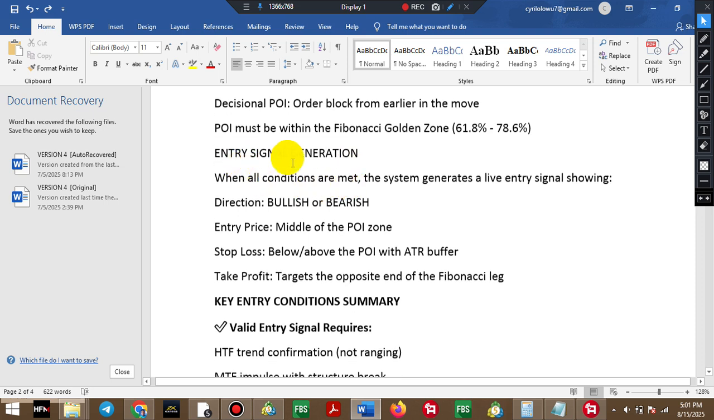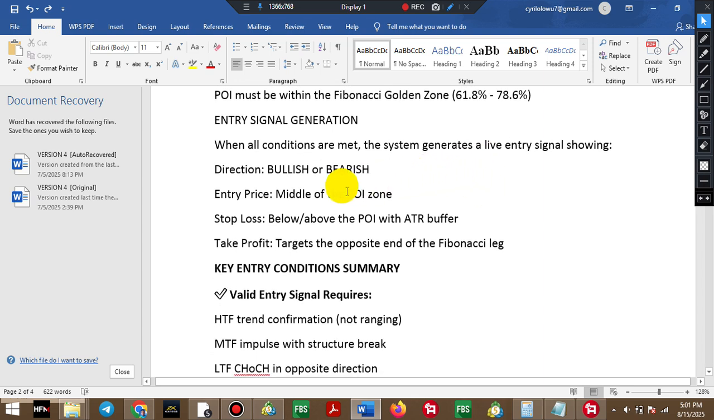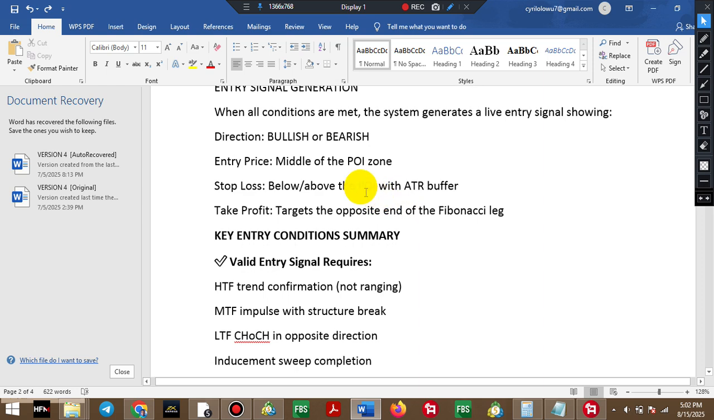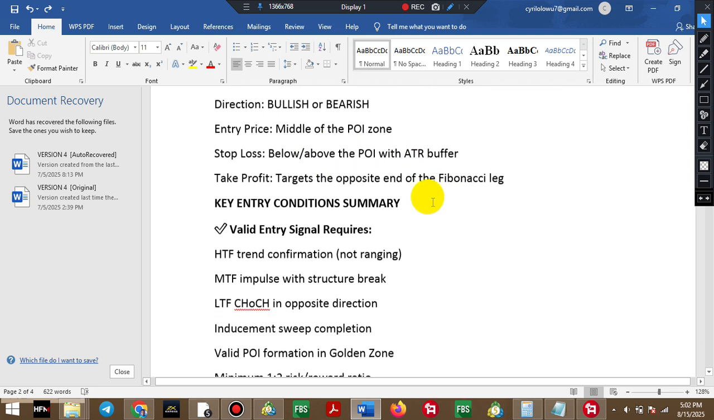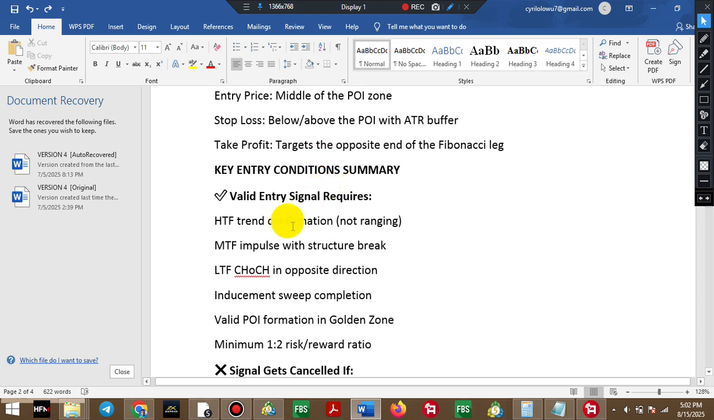So signal generation: when all conditions are met, the system generates a live entry signal showing a bullish or bearish entry price, which is always at the middle of the POI, that is the key golden zone level. Then the stop loss is below or above the POI based on the LTR calculation. Likewise, the TP. Now, what are the key conditions that make this software send signals? These are what we want to see.